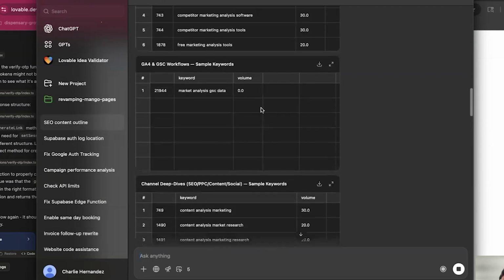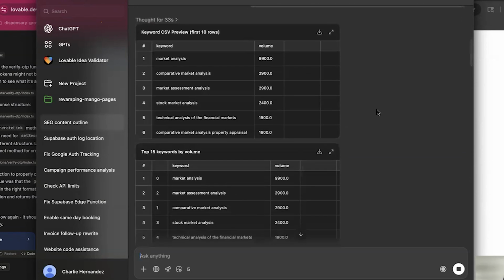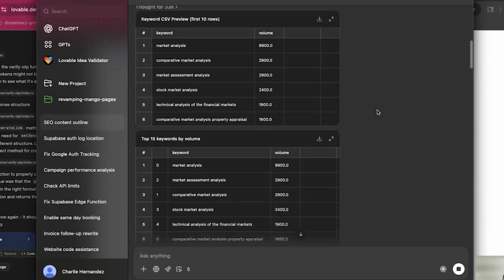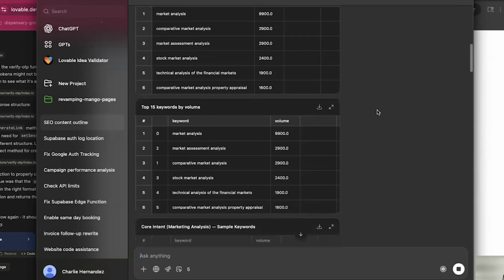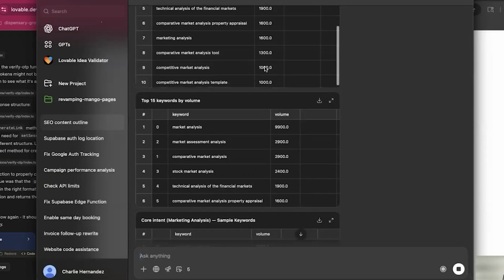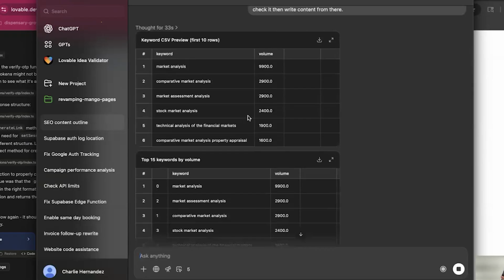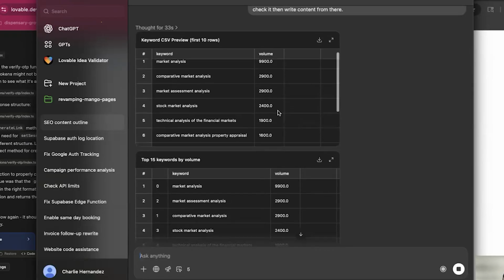Correct. Let's go through and see what ChatGPT spit back out for us here from the top. So you have your keyword and CSV preview, your top. Okay, so it's giving you your top 15 keywords by volume. I'd say based on what we just spoke about previously, right? About volume being the most important factor here, you'd probably want to look at those top 15 keywords, but has it given you any additional content or a content outline from that?